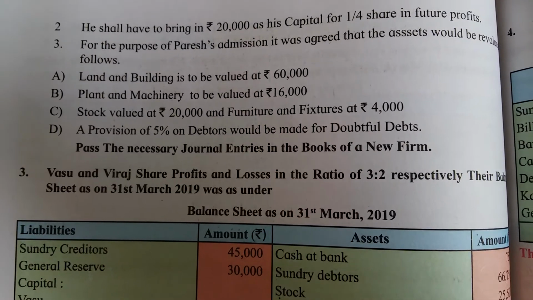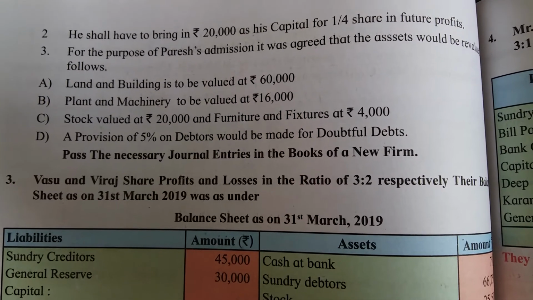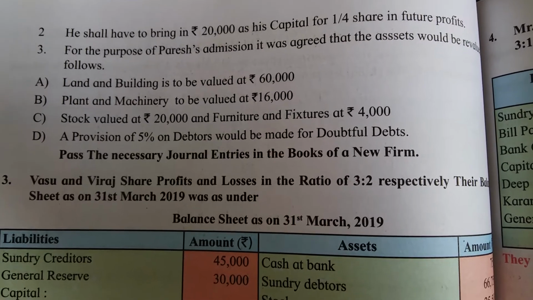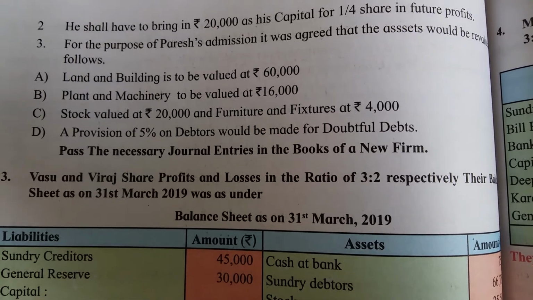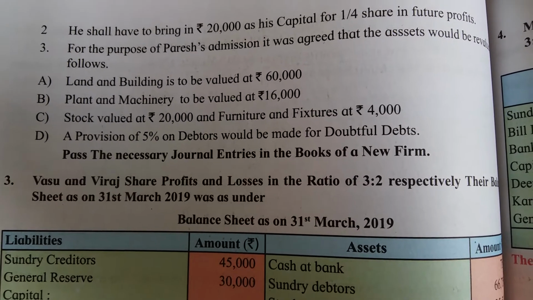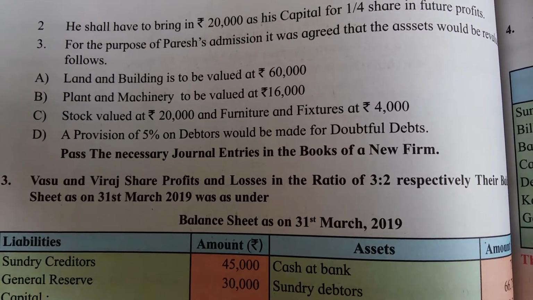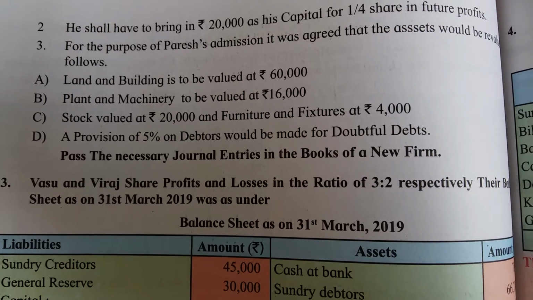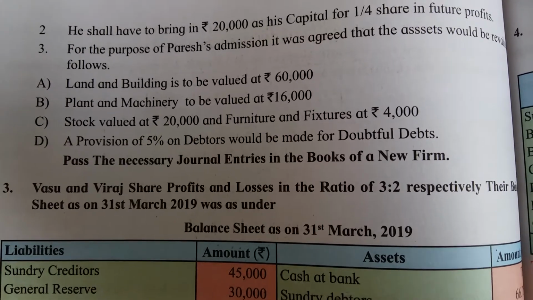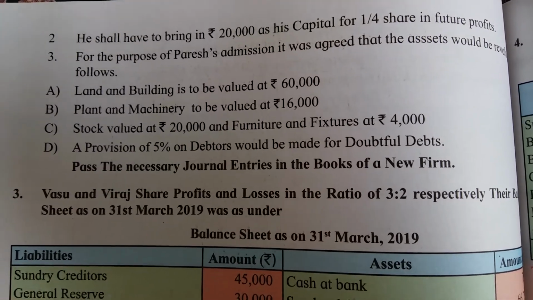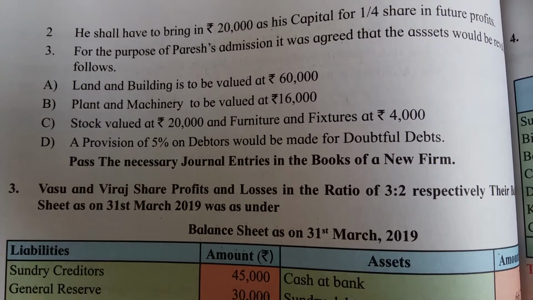Again, he shall bring 20,000 as capital for 1/4 share in future. As the new partner's share is given and the old ratio is given, we will calculate the new ratio. And see the changes in assets and liabilities: land and building 60,000, plant and machinery 16,000, stock 20,000, furniture and fixtures 40,000, RDD to be 5% on debtors. And it is clearly mentioned that we have to pass the journal entries in the books of the new firm, so you have to prepare the journal in the new firm.